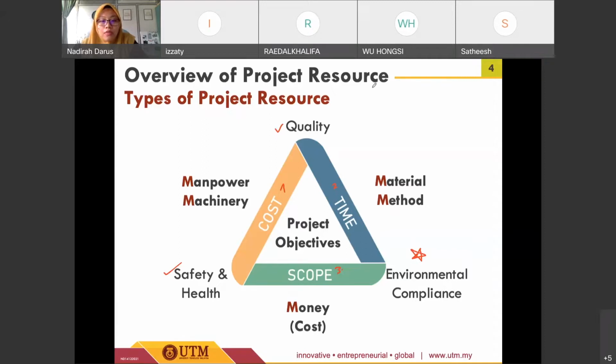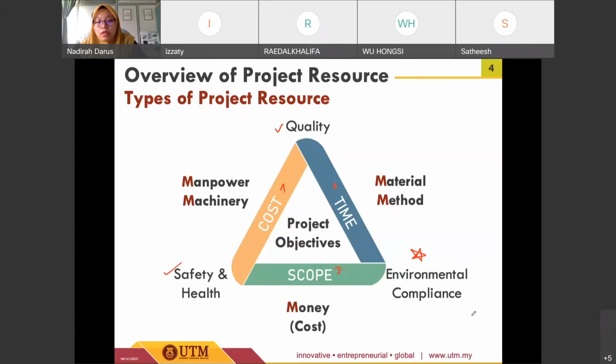For example, safety and health, we need to comply with the requirements so that we try to avoid any accident on site, any problems related to safety and health. So that's why we need to fulfill all the requirements for safety and health.